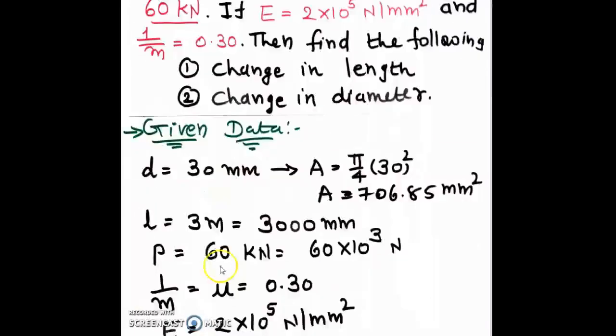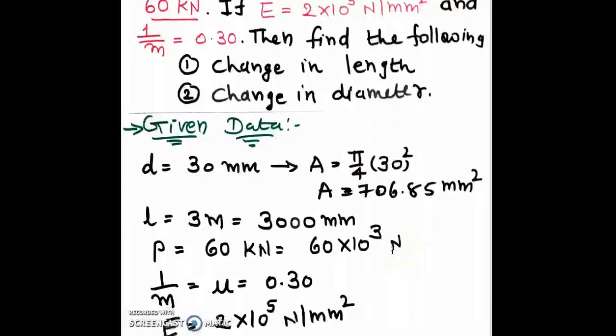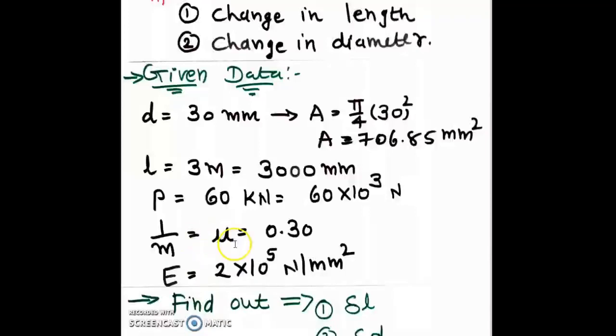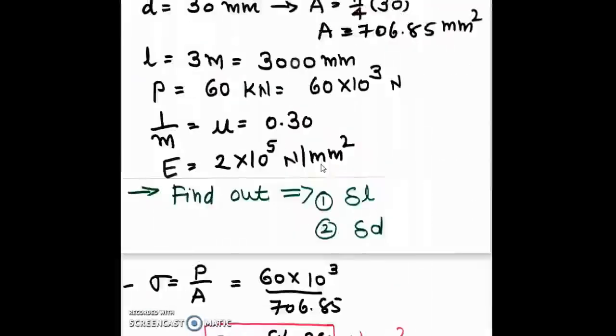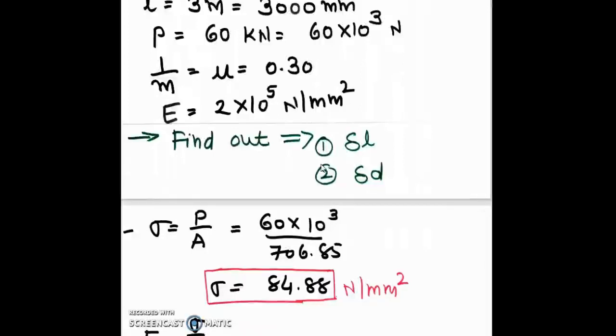The load acting is 60 kilonewton, and when we convert kilonewton into Newton, it is 60 into 10 raised to 3 Newton, multiplying by 1000. Now Poisson's ratio is given, 1 upon m is equal to mu is equal to 0.30, and also Young modulus is given, capital E is equal to 2 into 10 raised to 5 Newton per mm square. And what we have to find out? Delta L and delta D.